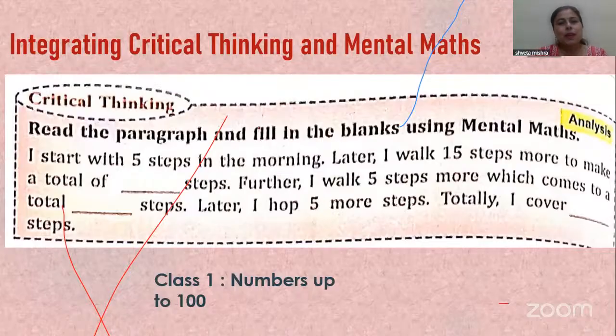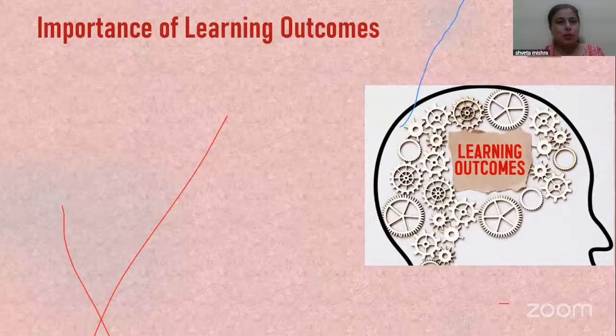I start with 5 steps in the morning. Later, I walk 15 steps more to make a total of dash steps. Further, I walk 5 more steps, which comes to a total of dash steps. Later, I hop 5 more steps. Totally, I cover dash steps. Simply, the child can be made to understand maths by simple addition in multiples of 5, which is easy to do mentally. Now, importance of learning outcome.